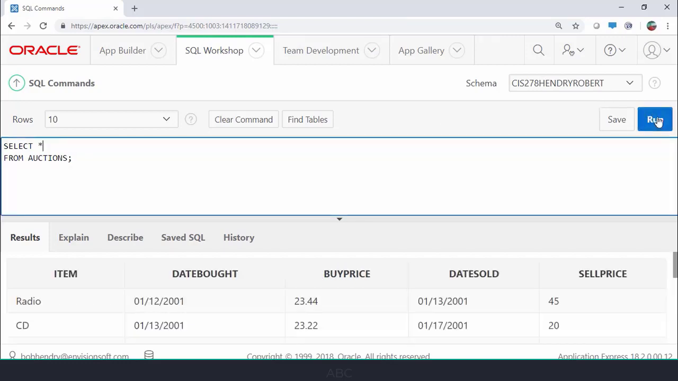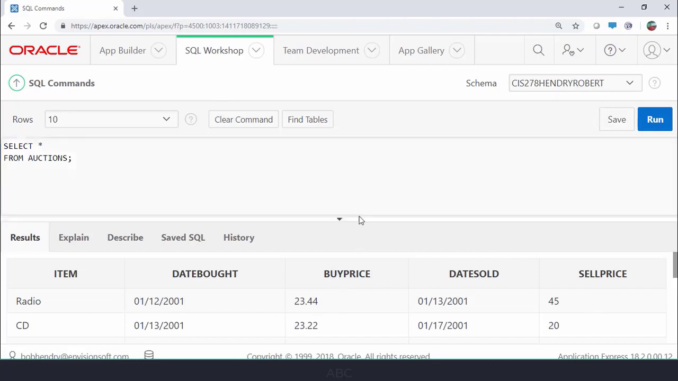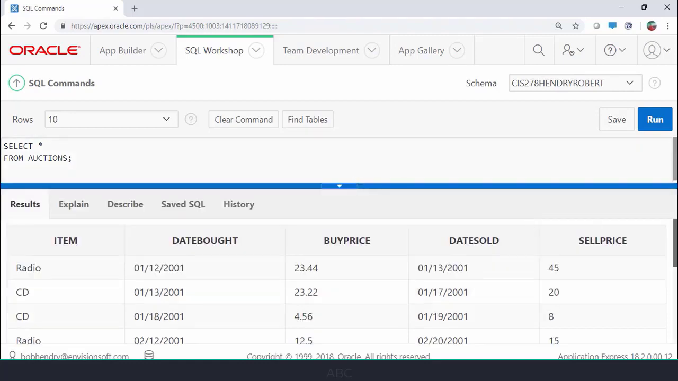Now we can actually check that if we wanted to just by doing select all from auctions. So what sum is doing is it's just taking the buy price, all of these guys here, and just adding them up for me. It's summing them. It's a summation. It's a sigma.